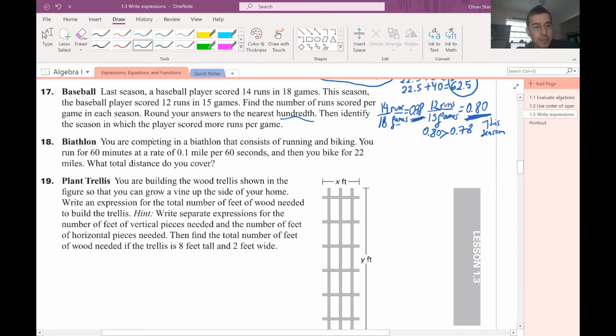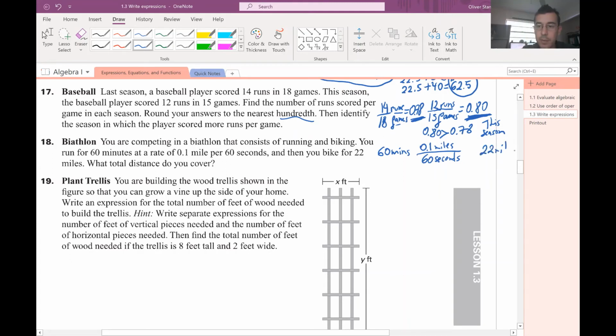18, biathlon. You are competing in a biathlon that consists of running and biking. You run, first you run. So let's see here. So you run for 60 minutes at a rate of 0.1 miles per 60 seconds. And then you bike 22 miles. What total distance do you cover?